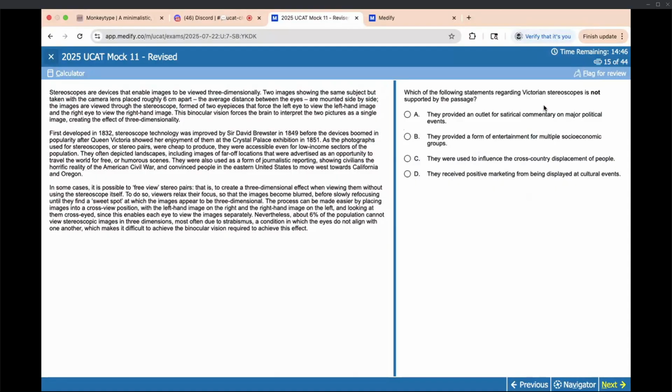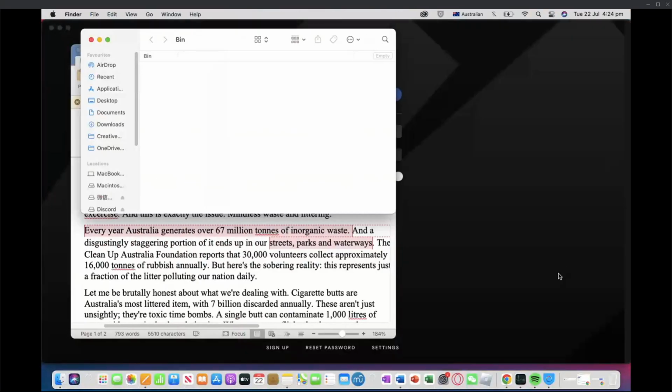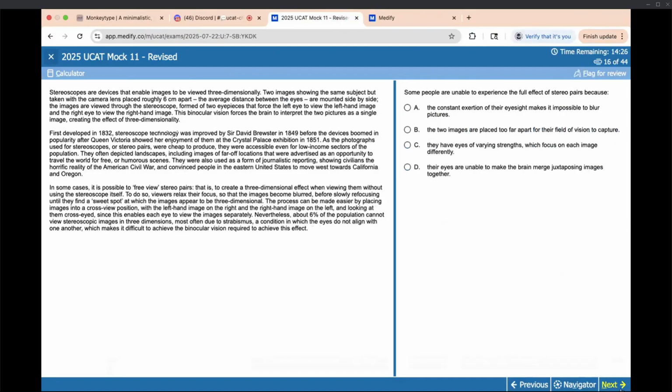Which of the following is not supported? I did not get anything about satirical commentary. It would be here if it was, because this is the only part where it talked about anything remotely political. It's horrific reality, but it didn't say satirical. What the hell? Okay.